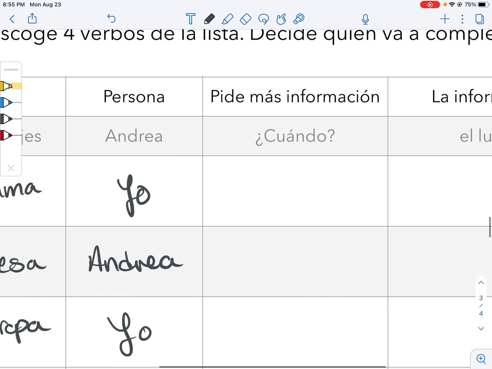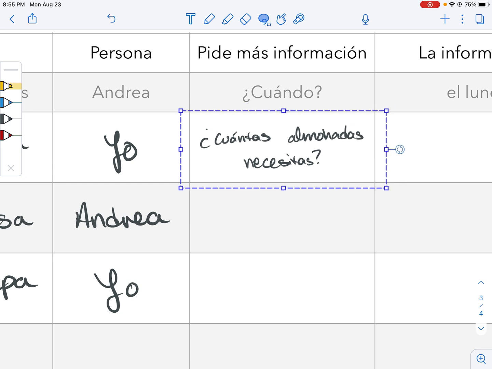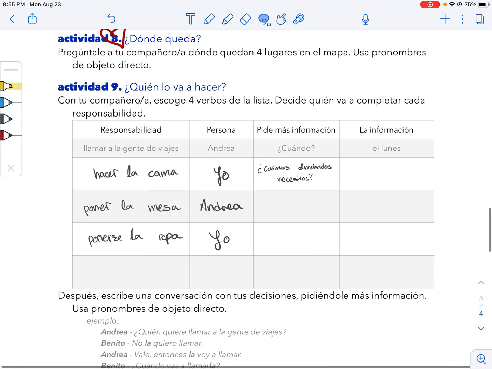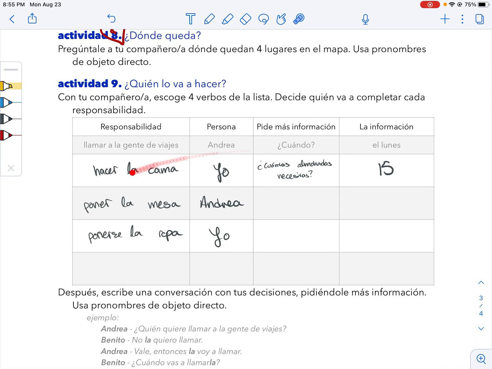For example, how about ¿cuántas almohadas necesitas? How many pillows are you going to need to make your bed? Because y'all seen those beds that have like 15 pillows on them? Anyway, and the answer for ridiculousness, let's go with 15, just for the sake of argument. Again, this is an example. You may not use this information because these are the wrong verbs. Use the verbs from your list, please. Okay, right, that's just an example.